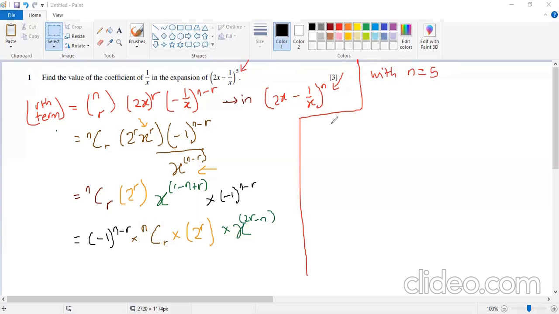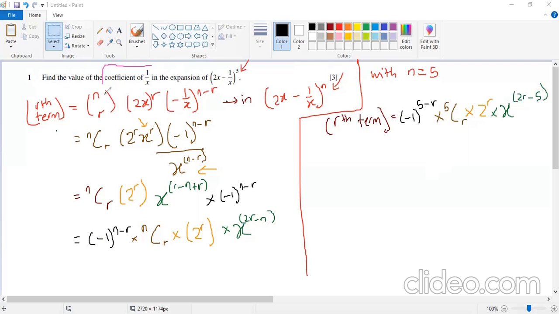So the rth term will be, let's get the general formula, negative 1 to the power of 5 minus r. Let's just copy and change the n to a 5. So this becomes 5Cr, times 2 to the power of r, and then times x to the power of 2r minus 5. So now we've got the structure for the rth term of this sequence.